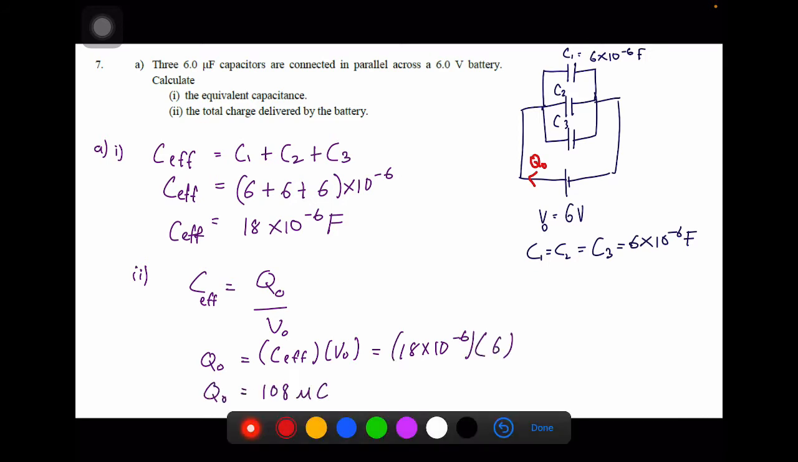So the answer would be 108 microcoulomb. So don't get confused with the unit of capacitance and charge. Sometimes in exams students get confused.